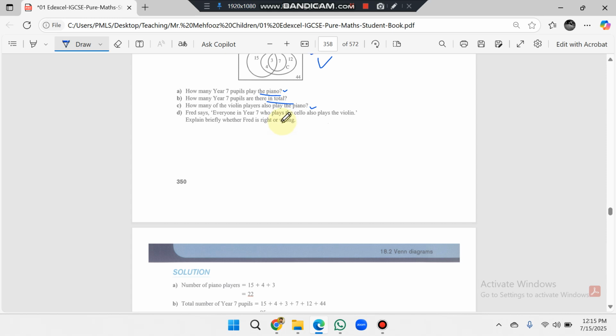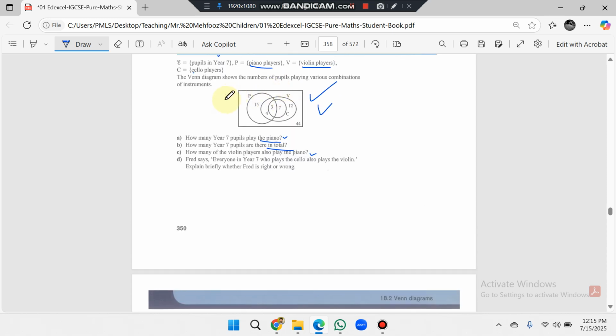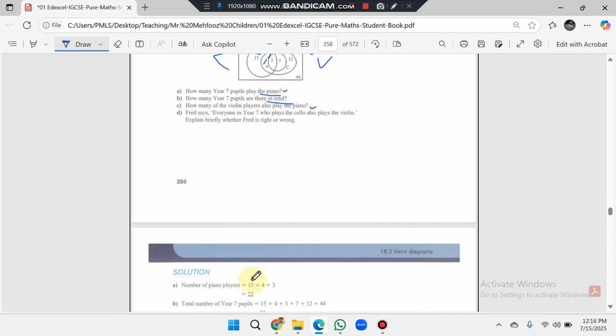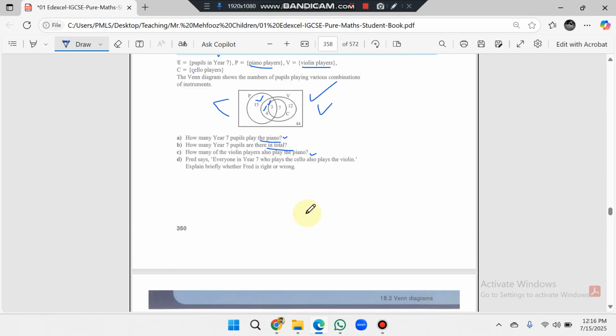So first of all we have to just look at the Venn diagram. You can see that the total number of piano playing students is 15 plus 3 plus 4, right? So 15 plus 3 plus 4. So the number of piano players is 22. Do you understand or not? Yes. Because all the numbers are in set P.